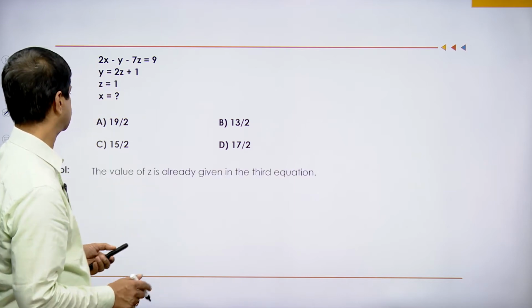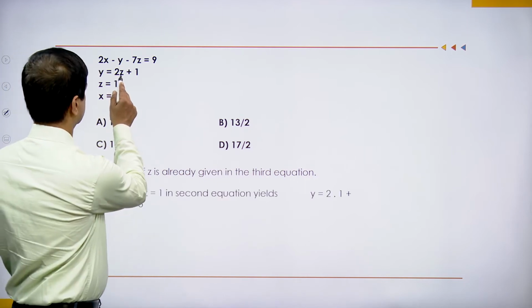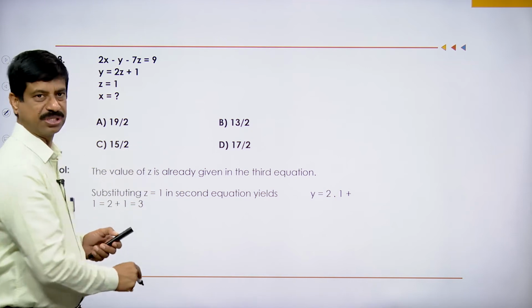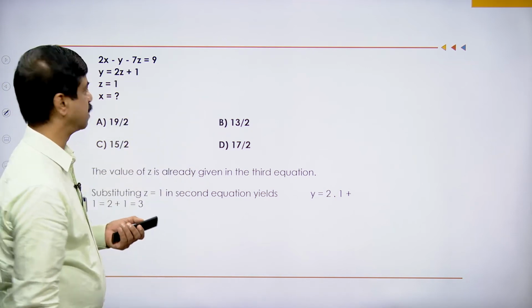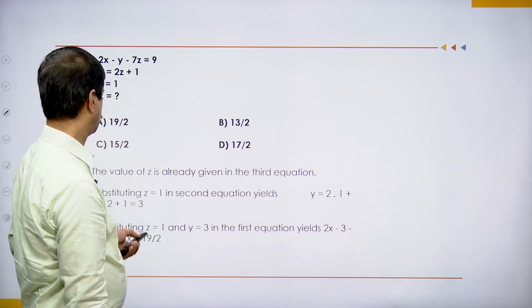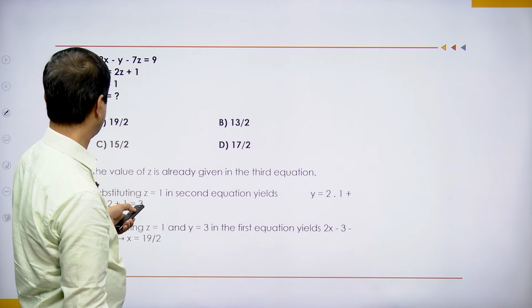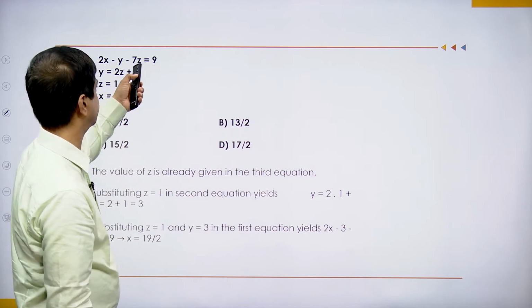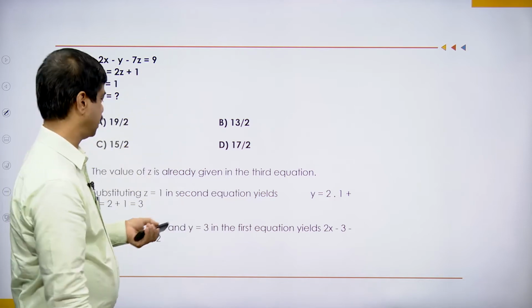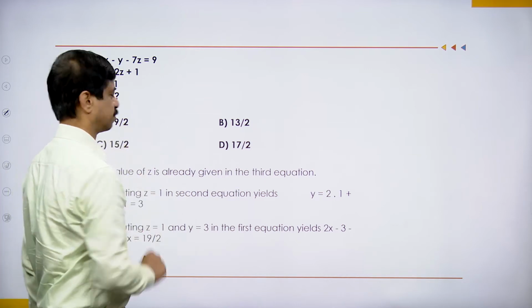So now look at this. If z is 1, so what is y? 2 1s are 2 plus 1, 3. So we know z and y, substitute them here. Both of them go to the right and become plus. So 2x equal to y. Y means how much we got? 3. 3 plus 7z. 7z means 7 into 1 is 7. 3 plus 7 is 10. 10 plus 9 is 19. So 2x is 19. So x is 19 by 2, option A.